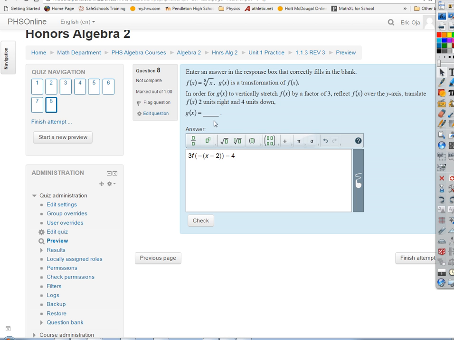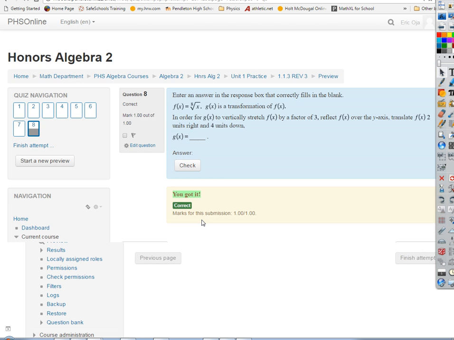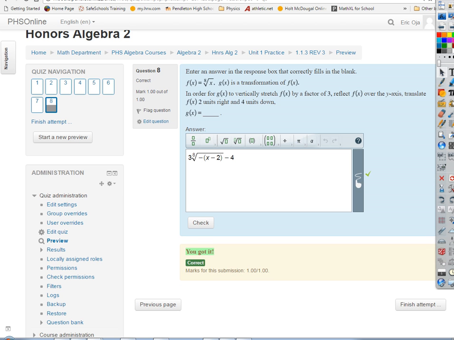Okay, but remember, our function f of x is actually the eighth root of x. So whatever we're inputting into the function needs to go inside the eighth root. So I'll just cut that and paste it into the inside of the eighth root. And that should be my answer. And there it is.